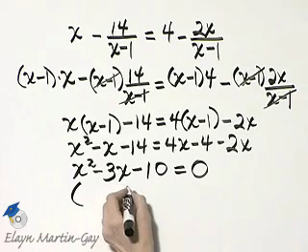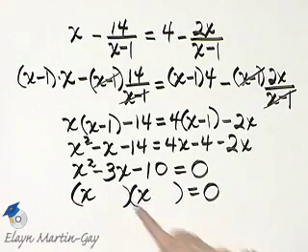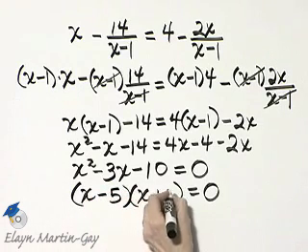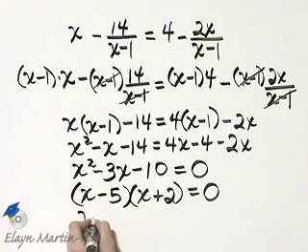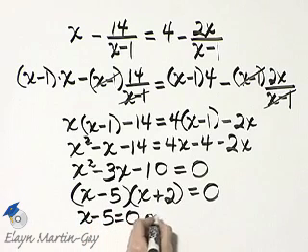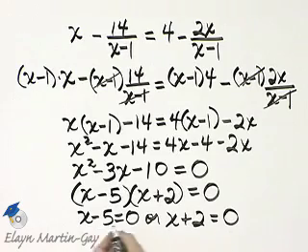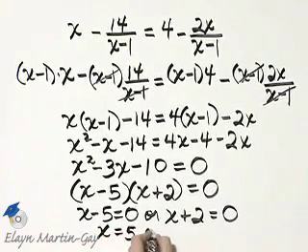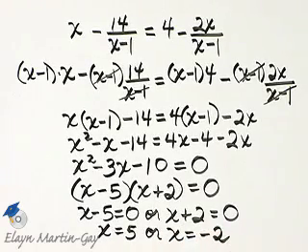I factor, or I try and factor, that trinomial. I'll write x and x. Two factors of negative 10 whose sum is negative 3, that would be negative 5 and positive 2. And then remember, once we've factored on one side, we have 0 on the other side, we set each factor equal to 0: x minus 5 is equal to 0, or x plus 2 is equal to 0. How do I solve this? I add 5 to both sides, so x is 5, or here I'll subtract 2 from both sides, x is negative 2.